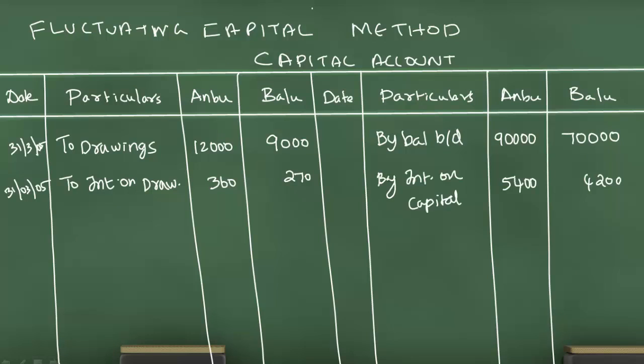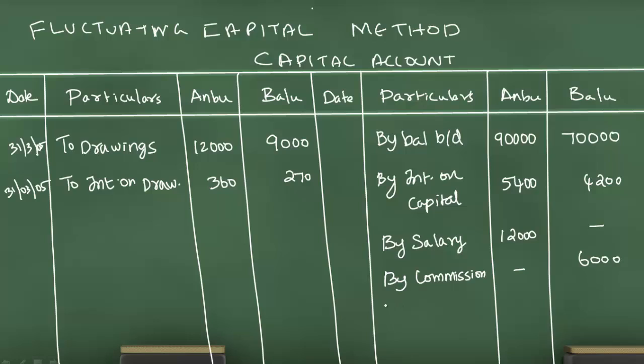It's 5,400 and 4,200. The next item is salary, and only Anbu is entitled to a salary of 12,000. Balu does not have any salary. As for commission, that is only for Mr. Balu. Anbu does not have any share in commission, so it is 6,000 only for Balu and not for Anbu.